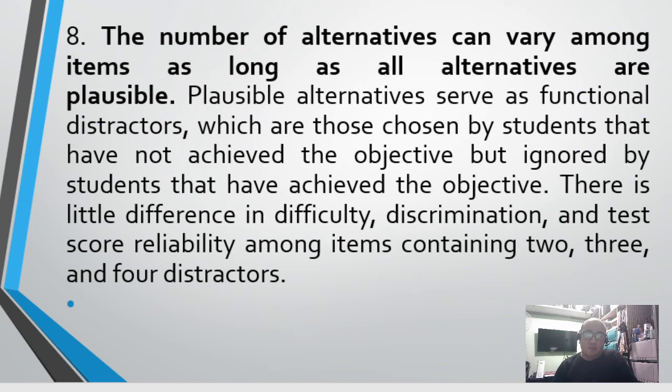The number of alternatives can vary among items as long as all alternatives are plausible. So it is not really a question how many alternatives are used in a multiple choice question. There is little difference in difficulty, discrimination, and test score reliability among items containing only 2, 3, and 4 distractors. So maybe we can use, if not 4, 5 distractors or 5 alternatives in an MCQ.